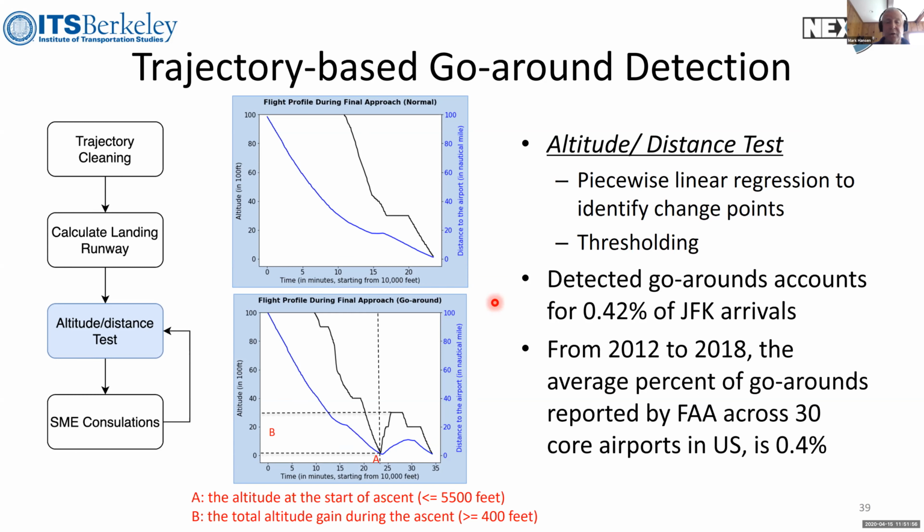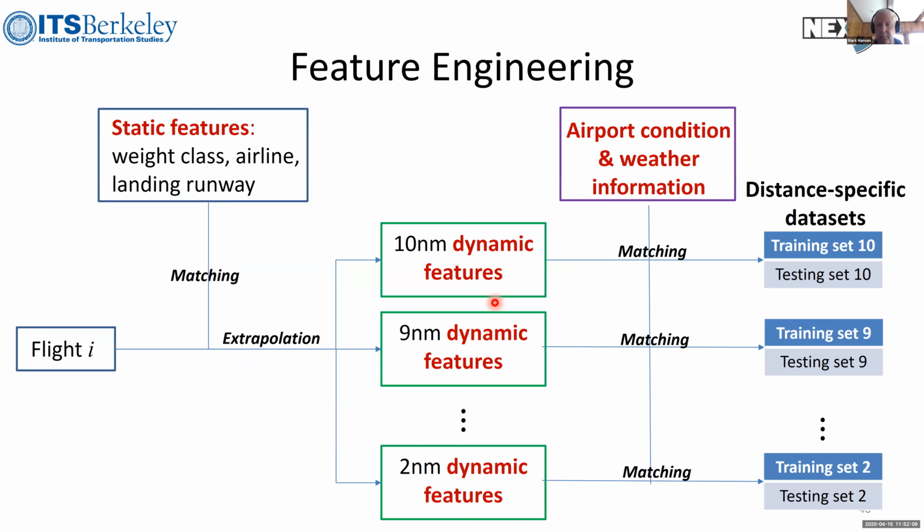We get about 0.4% of the flights at JFK are go-arounds, and that's a fairly common rule of thumb across major airports in the US. So we're going to try to predict these go-arounds, and we did this in a couple of different ways. One is a set of static models.